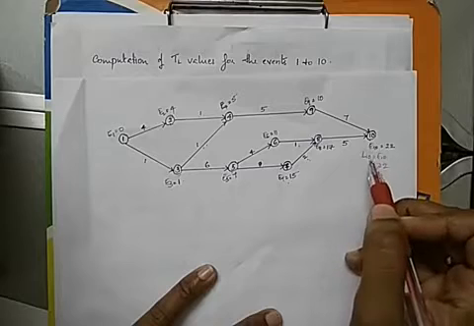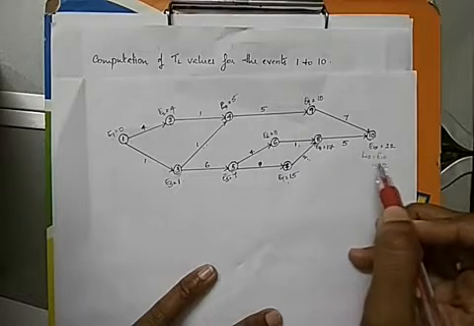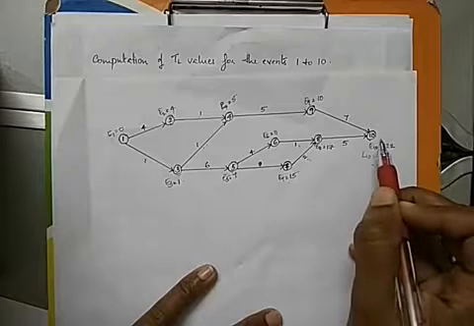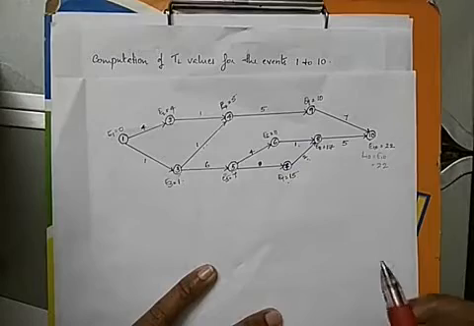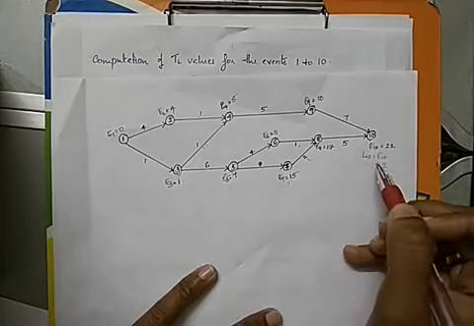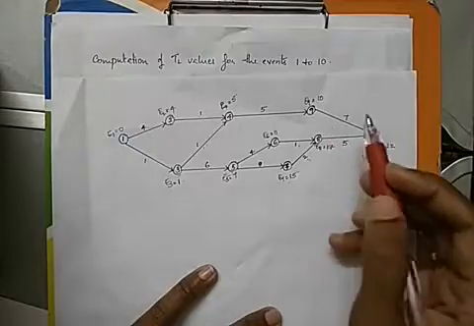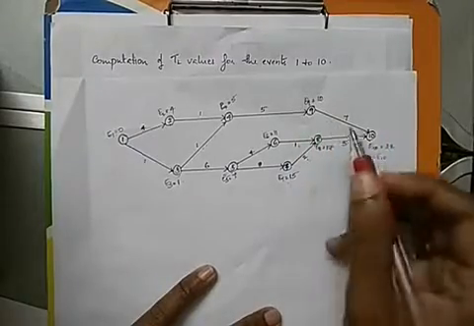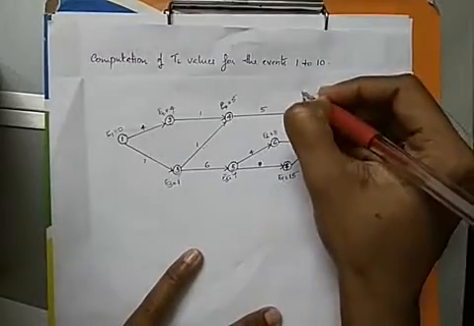Okay, and we start from the last event. In the case of the last event, L10 is equal to E10. That is, for the last event, the L value and the E value are the same. So we get L10 equal to E10, which is 22. From there, we find the L value for each event. Now we are going to find the L value for 9, that is L9.